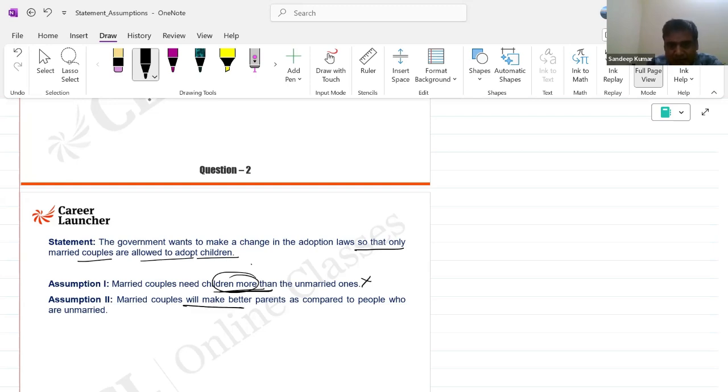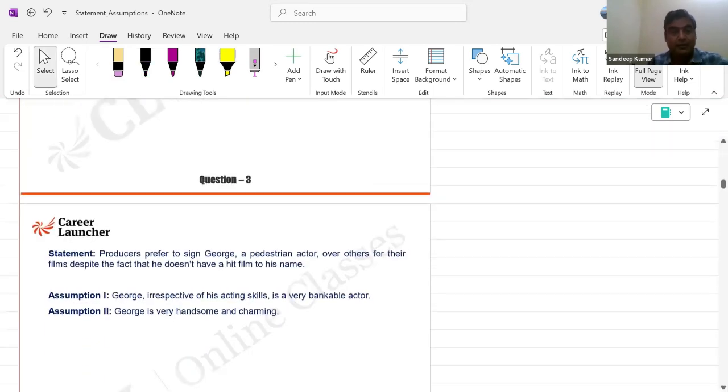Married couples will make better parents. The government is thinking for the welfare of the child, therefore they are making a change in the adoption laws. They want the betterment of the children. They feel that married couples will make better parents. Yes. Therefore, assumption two is the correct answer here. Okay, is implicit. Okay.